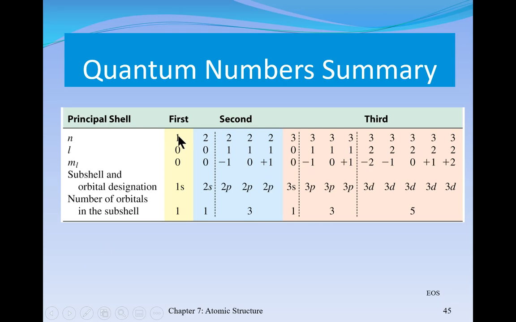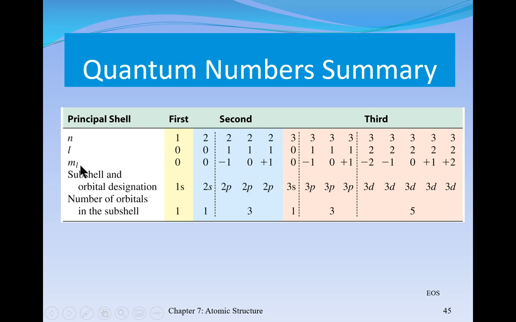For the L value, the possible values of L would be from n minus 1 down to 0. So for n equal 1, there's only one possible value of L, which is 0. So that is true for the first shell. For the second shell, there are 2 possible values of L, which would be 0 and 1. For the third shell, there are 3 possible values of L, which would be 0, 1, and 2.